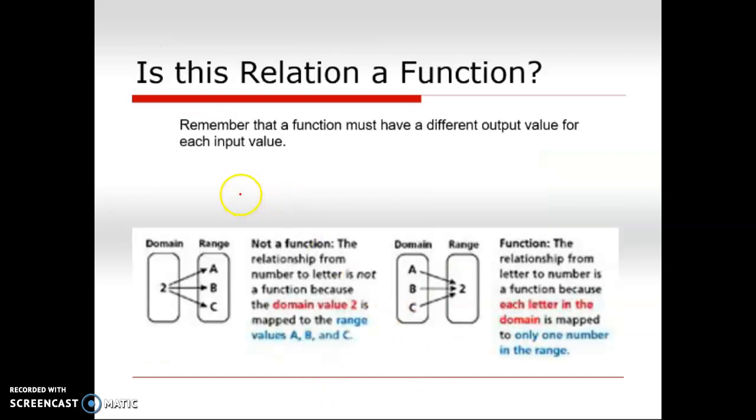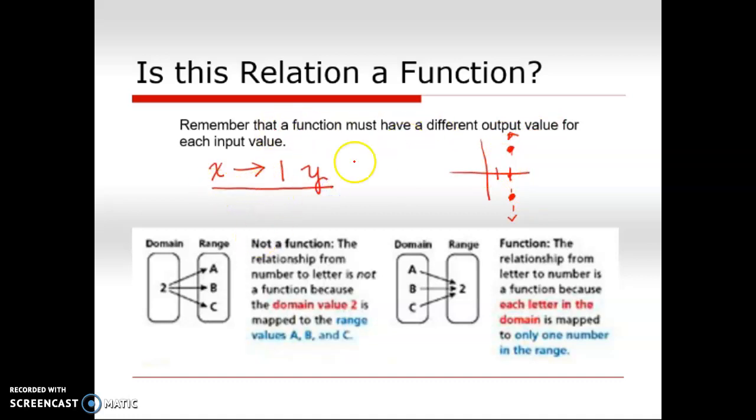Now the next thing you had to do was find out, is it a function? A function must have a different output value for each input value. So what it means is x can only go to one y. If an x right here goes to two different y's, it's going to violate, I don't know if you remember that vertical line test. That will not be a function. So an x can only go to one y.